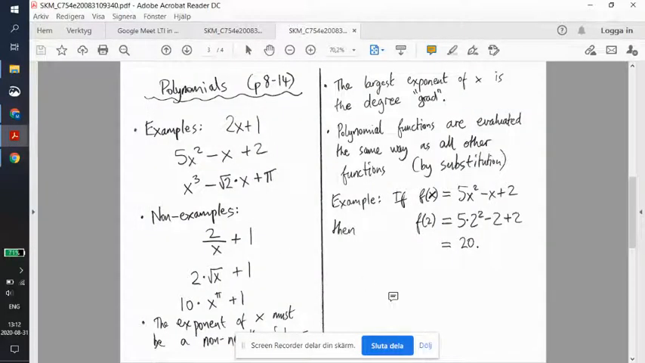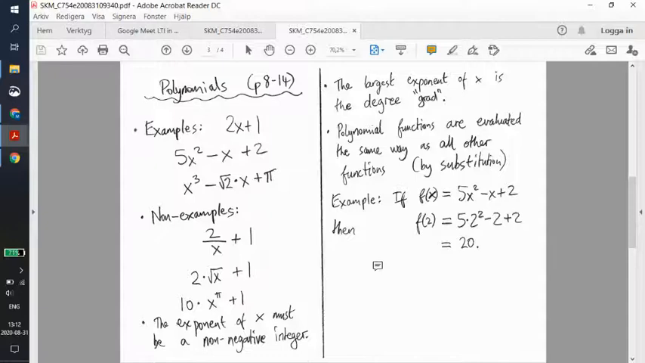So, hi everyone, let's learn about polynomials now. You'll find this on pages 8 to 14 of your book. Much of this you'll be familiar with from Math 2B, so I'll just really say some of the things that are a little bit new here.